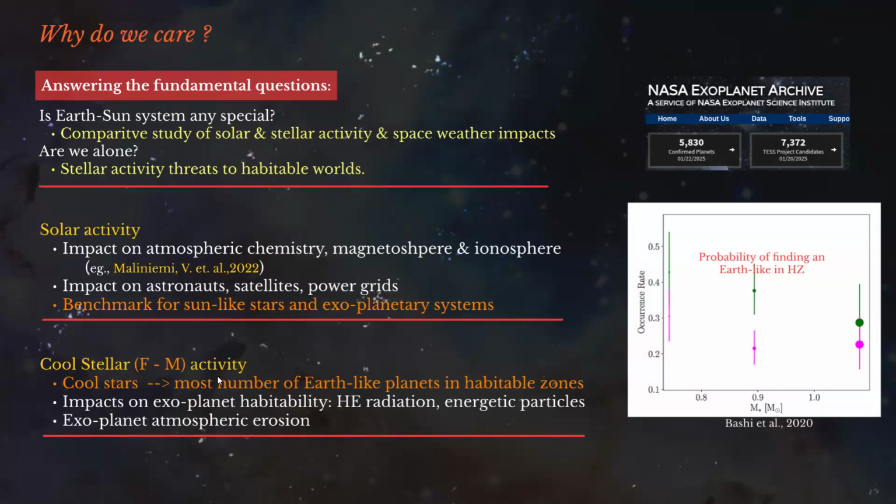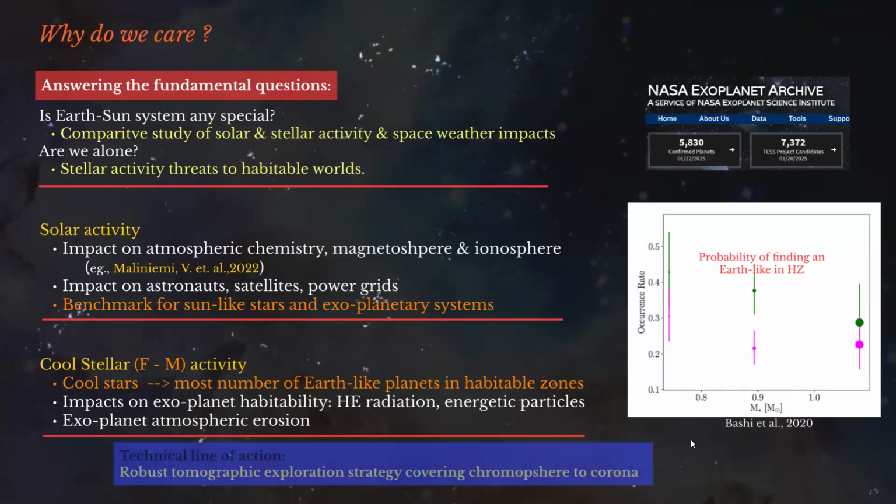So now why again F2M branch? If you just ask the question of like, what is the probability of finding an Earth-like exoplanet in a habitable zone? And if you plot the stars in the x-axis and plot the probability in the y-axis, you can see that when you go to more and more like less massive stars or the cooler stars, the probability actually increases. Okay. So that's why we are more interested in the F2M branch.